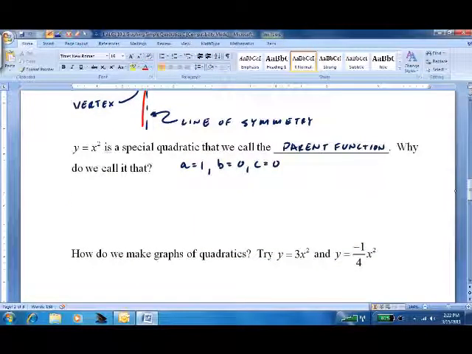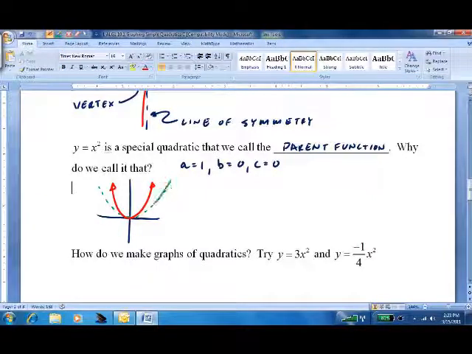So why do we call it that? Well, the parent function is the basic function that we will use to modify going forward. So for example, if we had y equals x squared looking like that, we would say, okay, the next one that we drew, and I'll put it in green. Well, there's lots of neat words for this. They say it's vertically expanded. I say it's fatter. Or maybe it gets thinner.